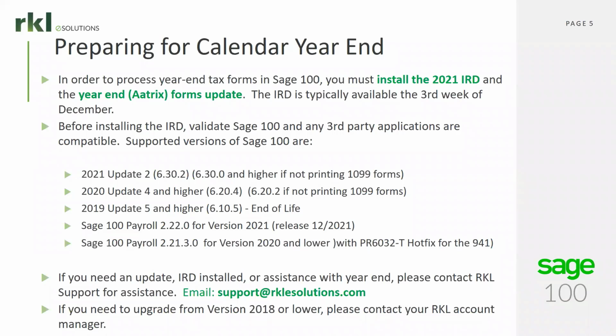If you need a product update for your Sage 100, if you need the IRD installed, and or if you need assistance with your year-end process, please give RKL support a call or email, support@rklesolutions.com. If you need to upgrade your Sage 100 from version 2018 or lower, please contact your RKL account manager. If you're not sure who that is, their names will be displayed at the end of this presentation.